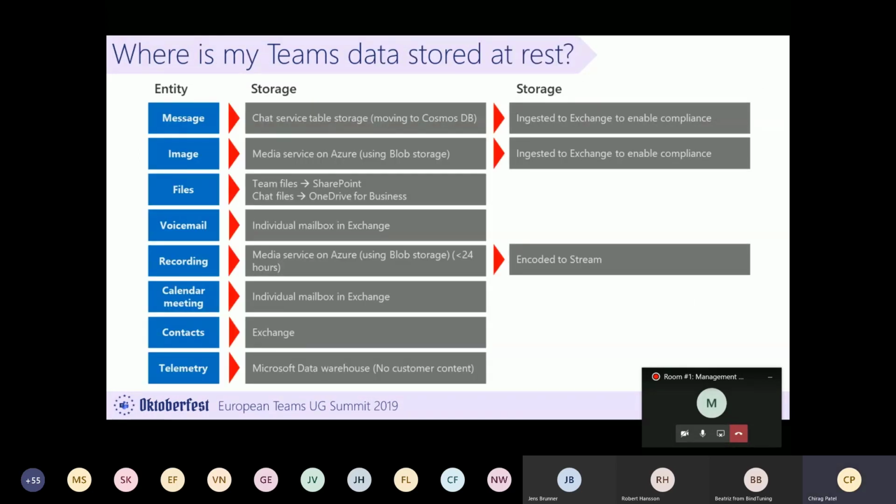The ultimate question is, where does my Teams data live? Because there are various elements of Microsoft Teams, this slide hopefully gives you an idea where every one of those elements lives. Typically, as we know, files live in SharePoint and OneDrive. The images are on the media service on Azure. Obviously, from a user perspective, you don't really care where this is stored as long as you can access it.